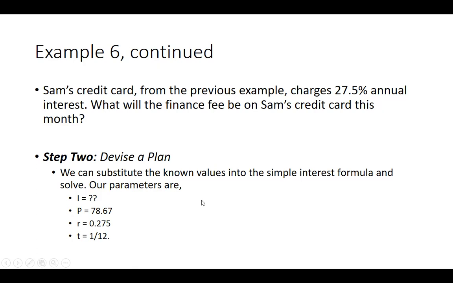So we can substitute the known values into the simple interest formula and solve. We're looking for the interest, we're looking for I. The principal amount, the average daily balance of $78.67. R, our rate as a decimal, 27.5% becomes 0.275. And since this is for 1 month, that is 1/12 of the year, 1 month out of the 12 months. So T is 1/12.